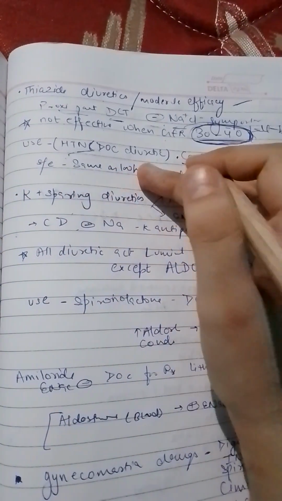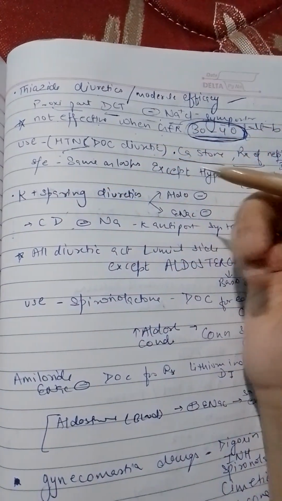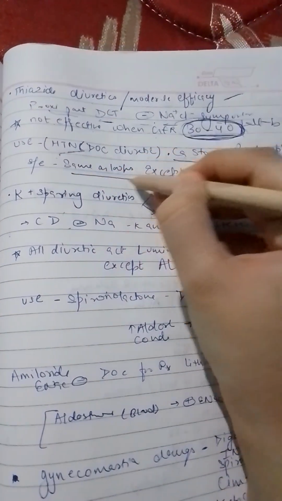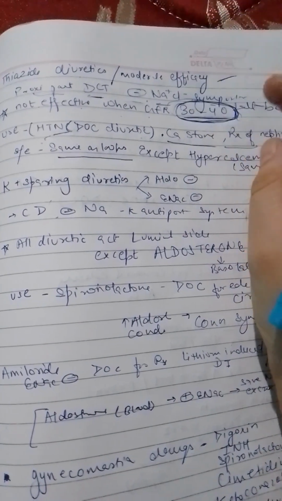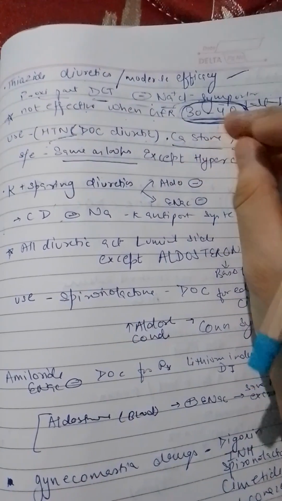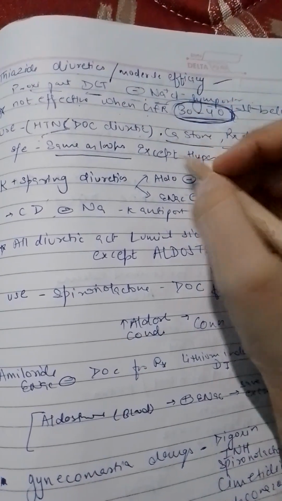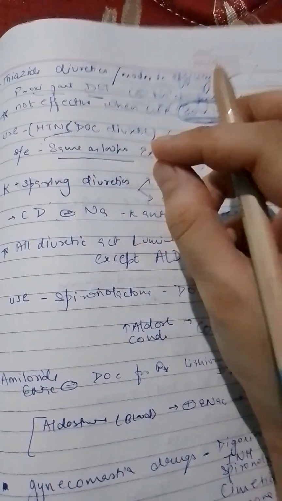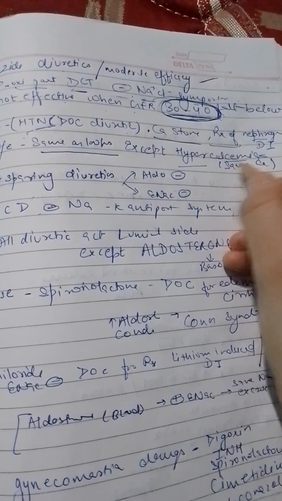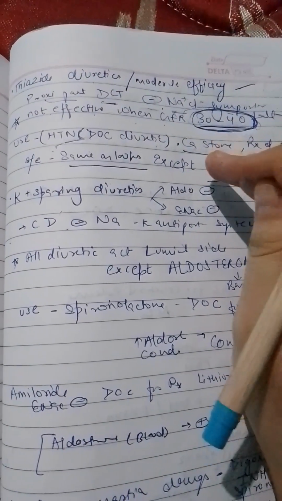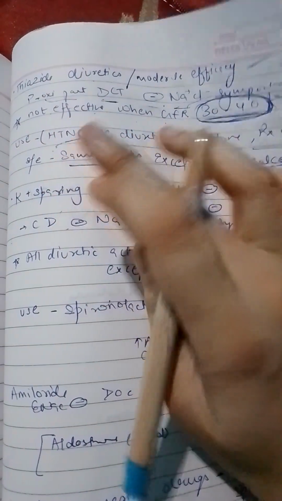The side effects of thiazide diuretics are the same as loop diuretics except one thing. In loop diuretics there was a decrease in calcium, hypocalcemia. But because thiazide diuretics save the calcium, this will not be there; there will be hypercalcemia instead. That is the difference between loop and thiazide diuretics.